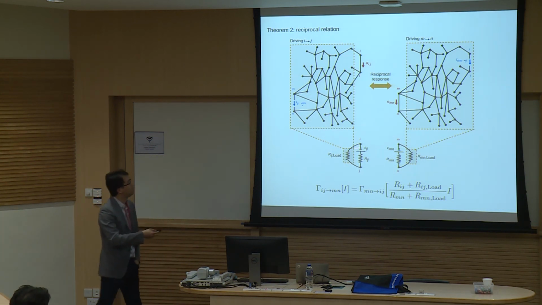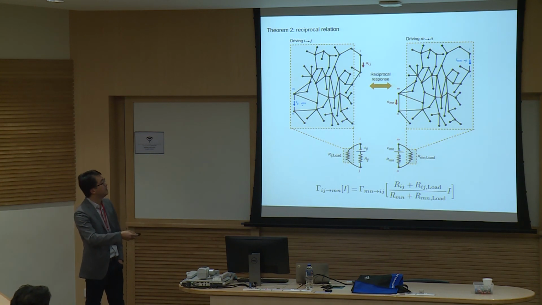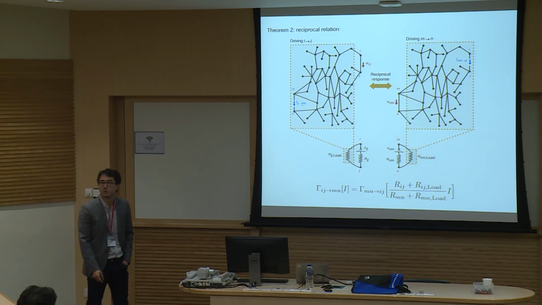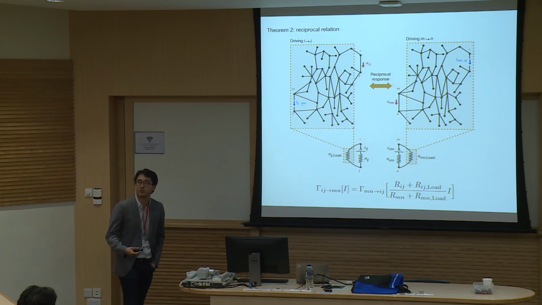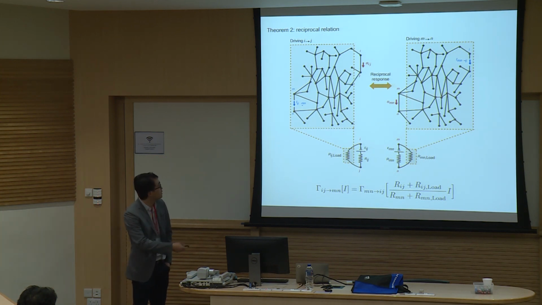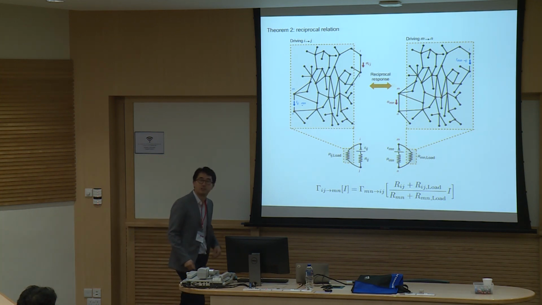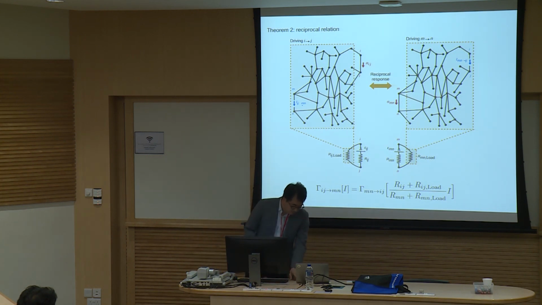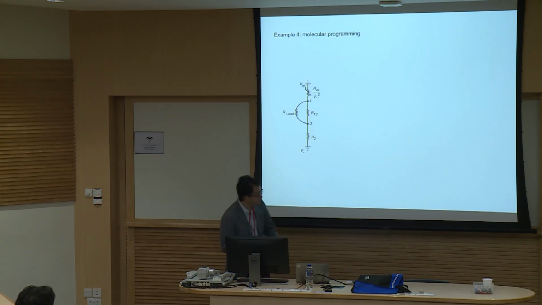In the special case when you're driving very close to equilibrium, this recovers Onsager's relation for linear response close to equilibrium. But this relation is valid arbitrarily far from equilibrium.